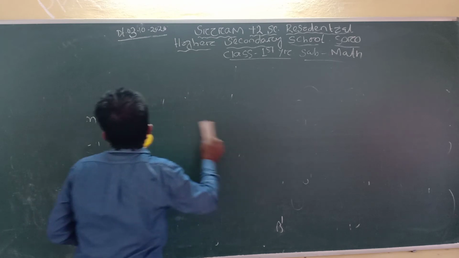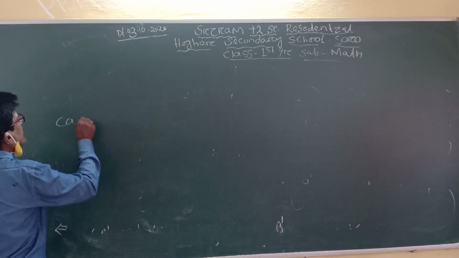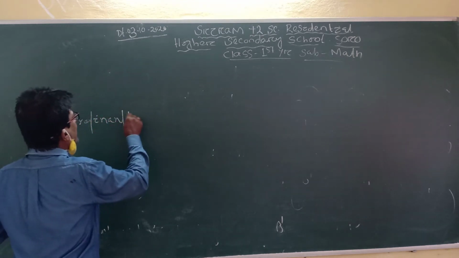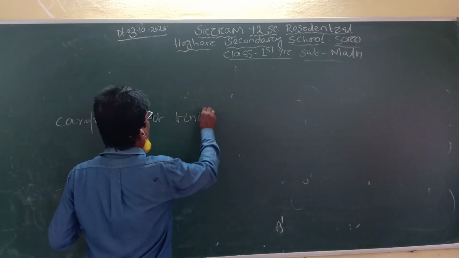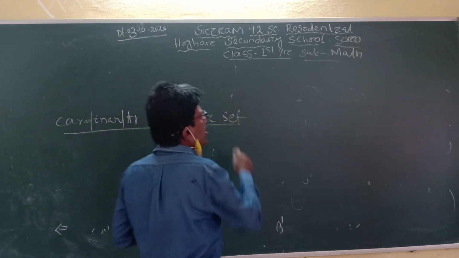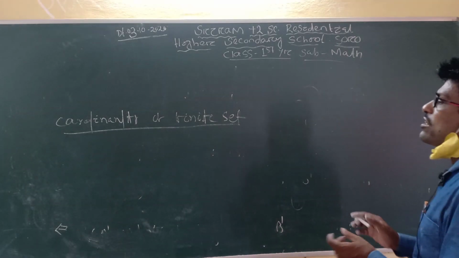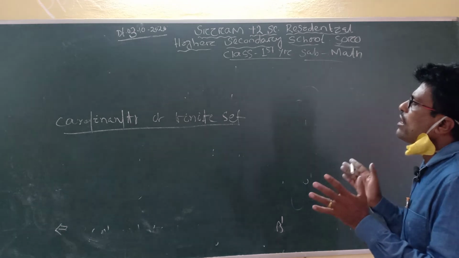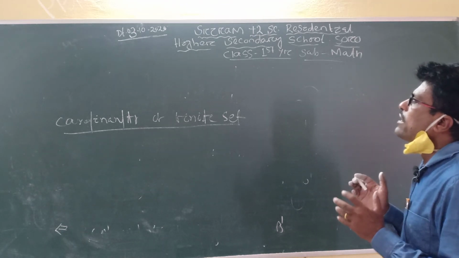Now, cardinality of finite sets. Cardinality means, as I already told, the number of elements in a set. Finite sets means those sets having a number of elements which we can express mathematically; that is called finite.